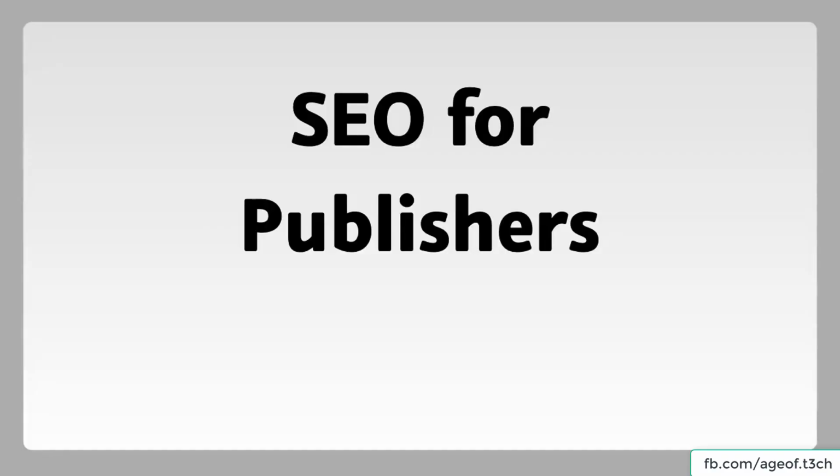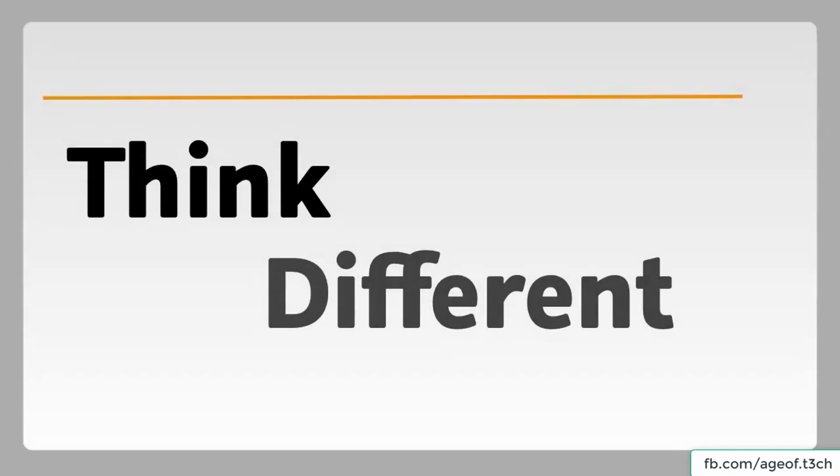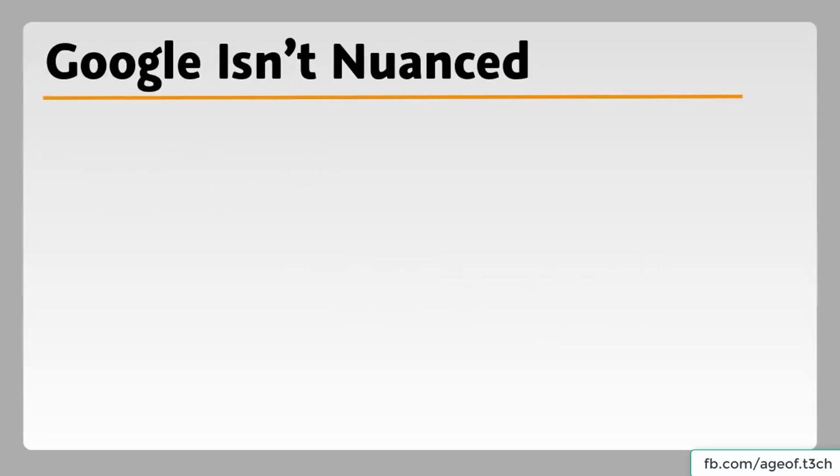As a publisher, you have some very unique challenges ahead of you as you implement an SEO program for your content. The first thing you're going to have to get used to is to think differently from the way you've been trained in writing and presenting information and getting people's attention. The main reason is that Google isn't nuanced. Google doesn't know the difference between a humorous headline that uses words that may not be relevant or double meanings or things like that.